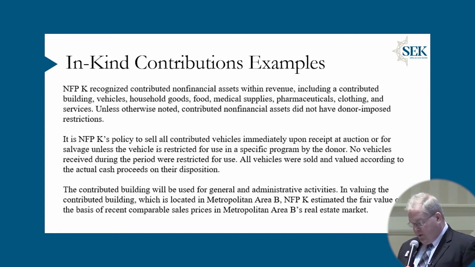So in the first paragraph in my example here, they did receive contributed non-financial assets, including a contributed building, vehicle, etc. Unless otherwise noted, those non-financial assets did not have any donor-imposed restrictions. If there are donor-imposed restrictions, you need to disclose what those restrictions are and which assets are restricted. The second paragraph is their policy for monetizing vehicles. Their policy is to sell all vehicles, and then they take the cash proceeds from those vehicles and utilize them for the organization. Then the third paragraph, the contributed building: they did get a contributed building, and they used that for their operations.